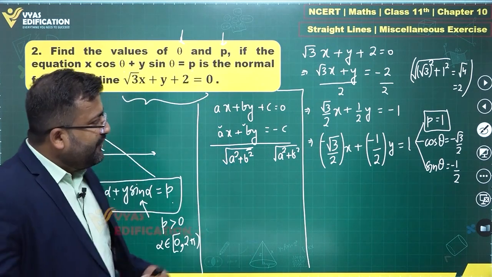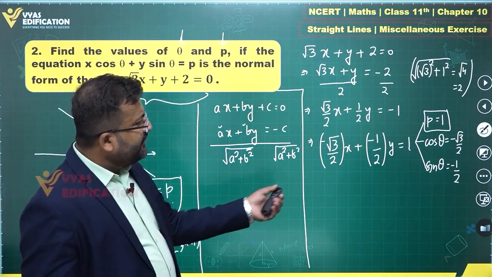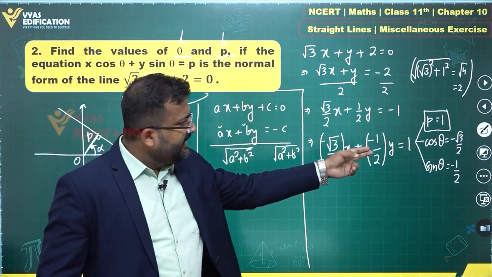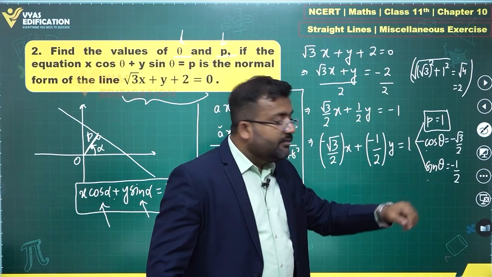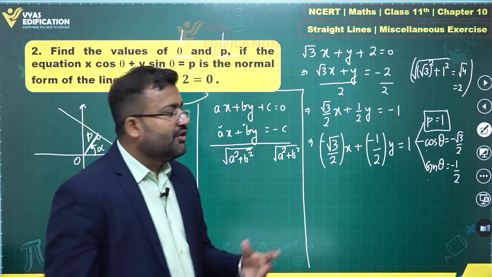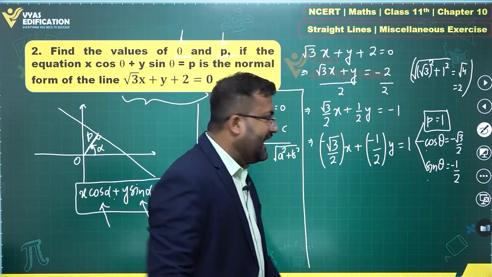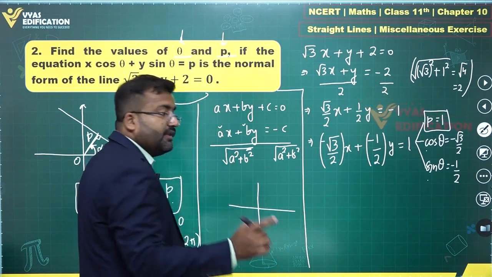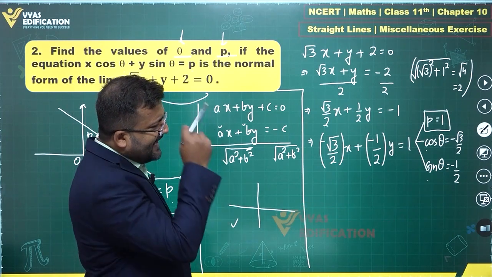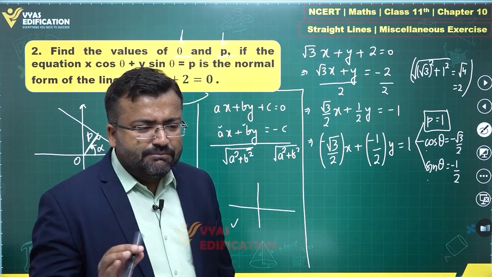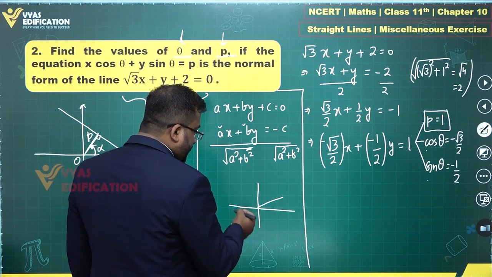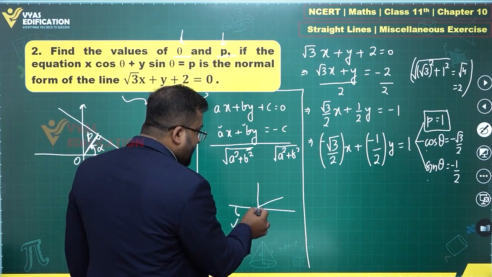Once you note these things, p has been found, but can you find the value of theta as well? Since we were asked to find the value of theta and p, we have found p. Can you find theta? If you observe cos theta and sin theta, both are negative, so theta will lie in the third quadrant. Applying concepts of trigonometric equations, sin theta equal to half tells me that the angle will be pi by 6, and when we talk about the third quadrant, you will have to go pi plus pi by 6.